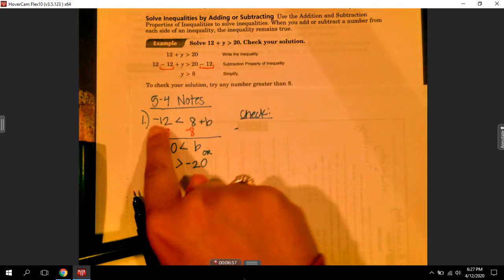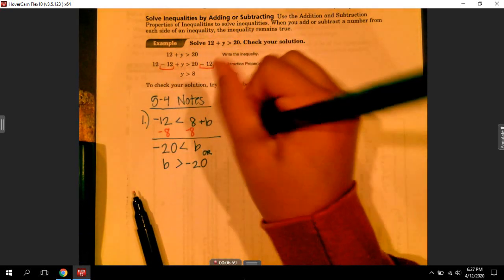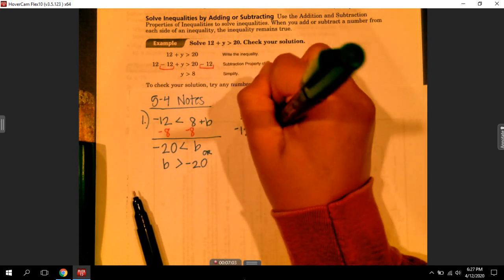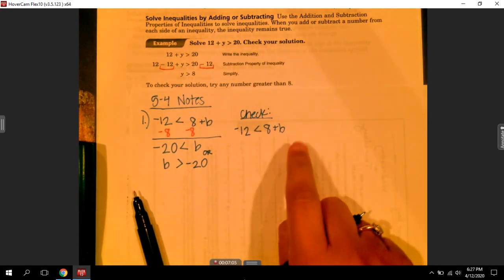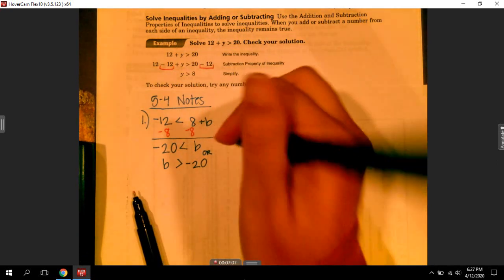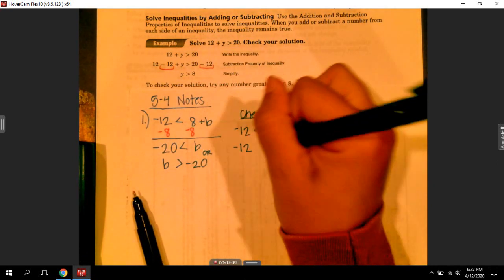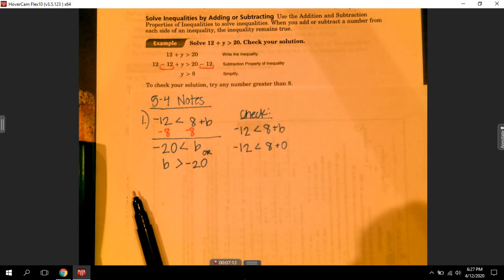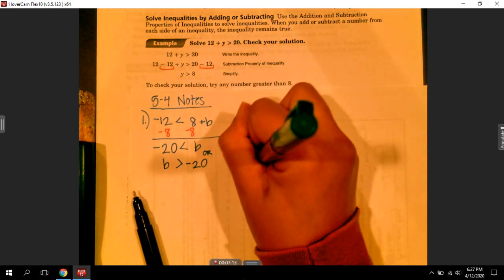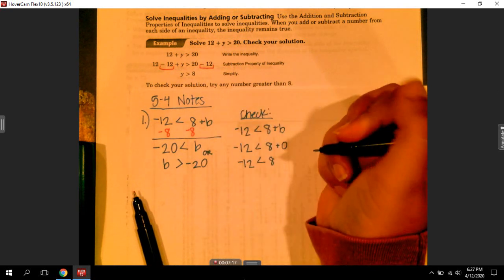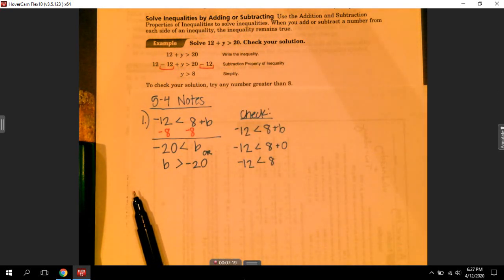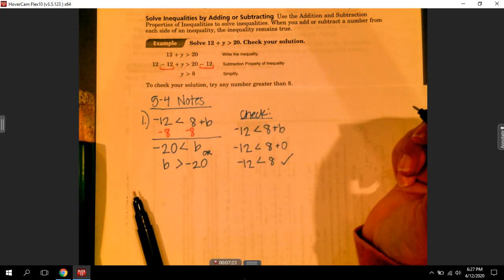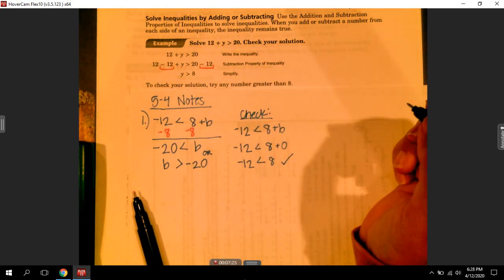So I'm just going back to my original inequality. I've got negative 12 is less than 8 plus b. We're going to say that b is 0. So then I would write negative 12 is less than 8 plus 0. 8 plus 0 is just 8. So then the inequality reads negative 12 is less than 8. And that is a true statement, so you know you did it correctly.